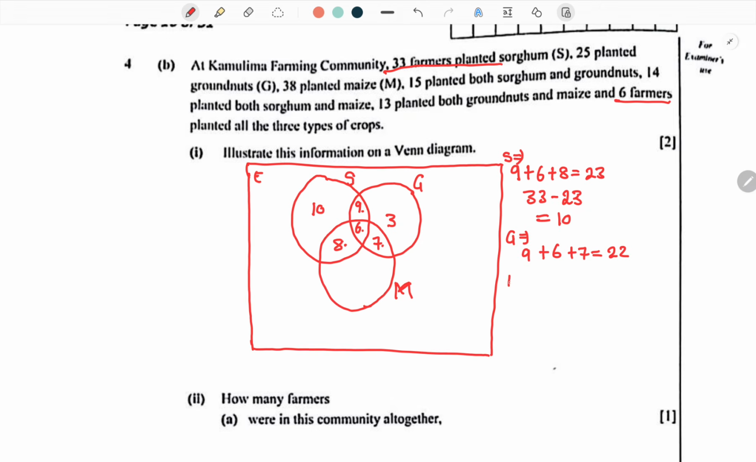Then we go to maize. We will do the same thing. This time around we are adding these numbers. Okay? 8, 6, and 7.